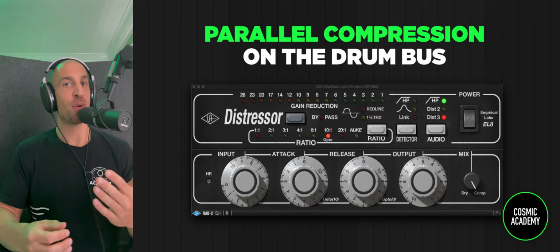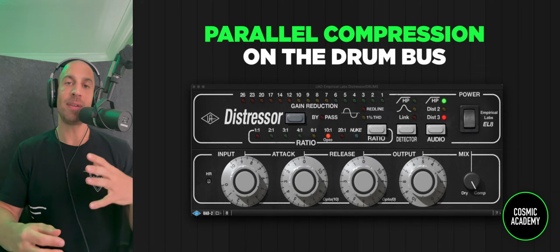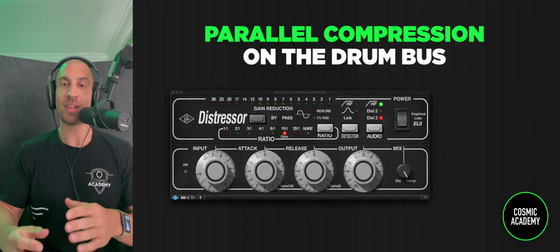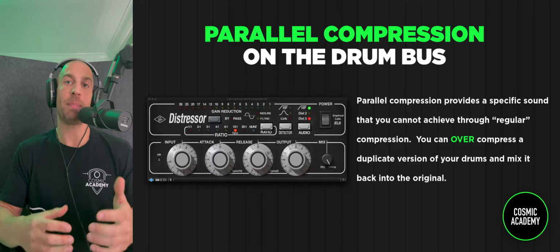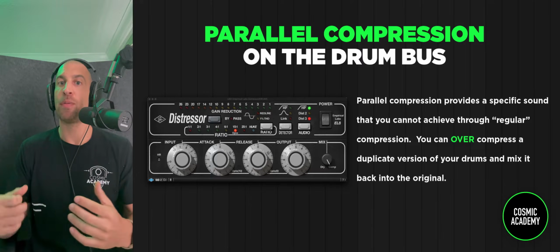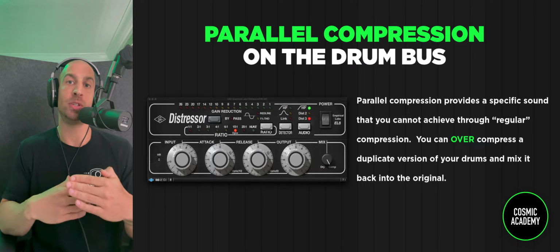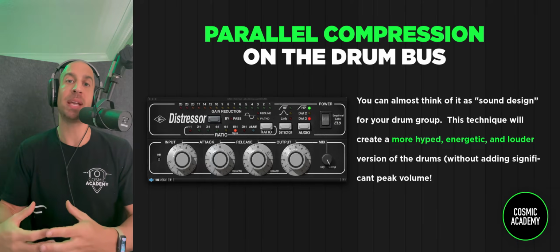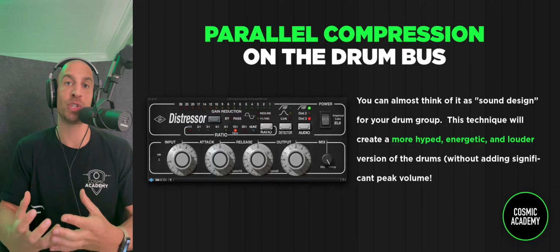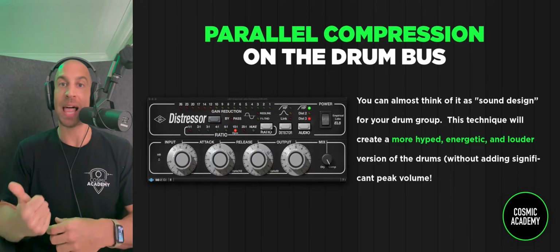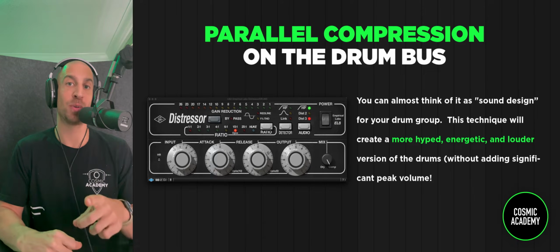You probably noticed the parallel compressed drums sound a little bit louder. Now think of this almost as a sound design technique rather than mixing. We can achieve a compression sound that you just can't get from over compressing an original signal. So by having our signal split on two chains, dry versus wet, I could mix in this over compressed version to add perceived loudness without adding extra peak volume.